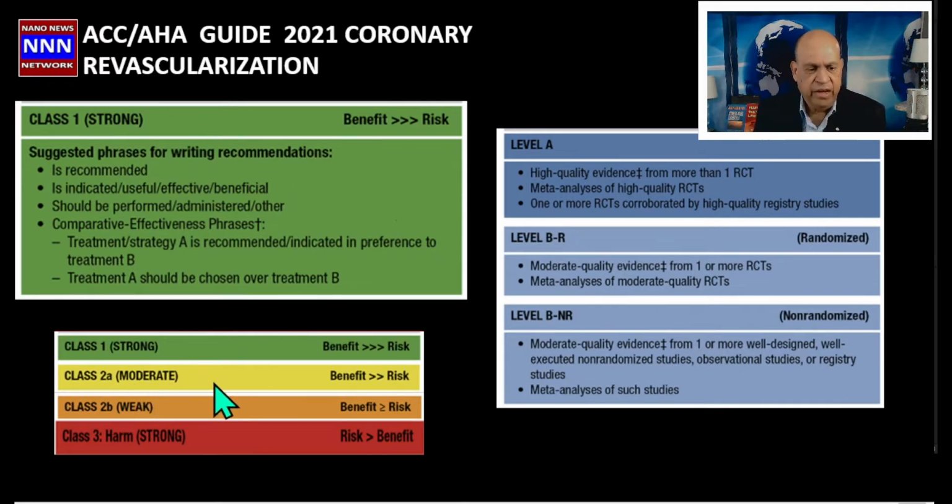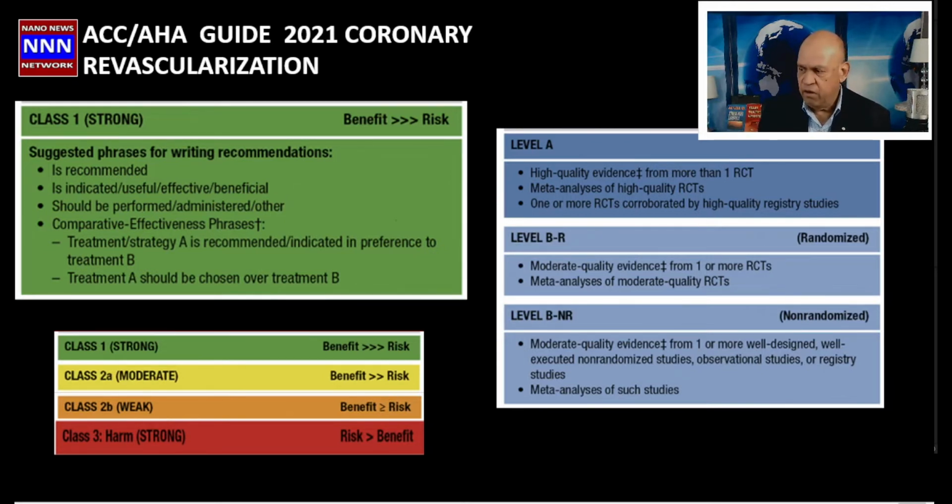Class 2A is moderate benefit. So the benefit a little bit outweighs the risk. Class 2B is weak. It is based upon non-randomized clinical trials, or it may be based upon expert opinion where the risk and benefits are equal. So that's something we have to decide.